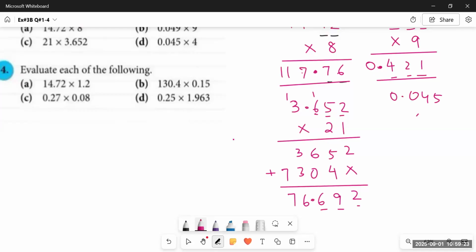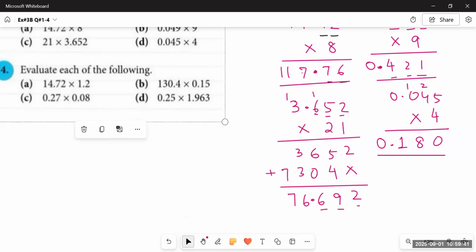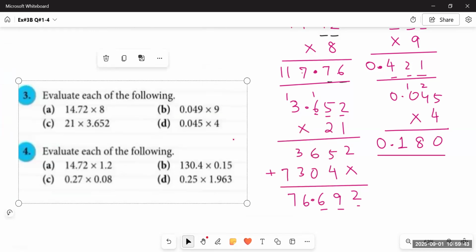0.045 into 4. The same thing we are going to do over here. It's 5 fours are 20, 4 fours are 16, 17, 18, 4 zeros are 0 plus 1. So it's 1 and 4 zeros are 0. So it becomes 0.180 because we have 3 decimal places. So what are we doing? We are simply multiplying the numbers that we have learned so far. And then we are putting the decimal places according to the decimal places we are provided with in the question. So we have got the answers.